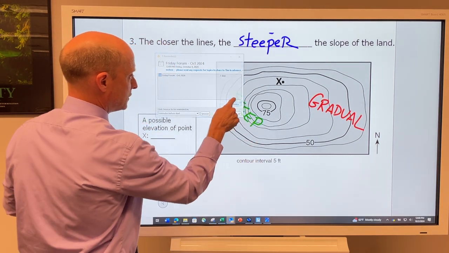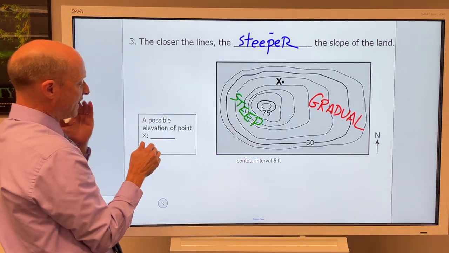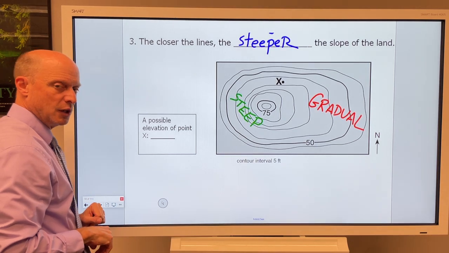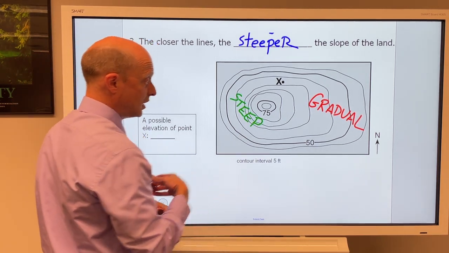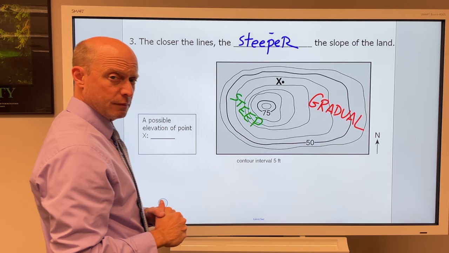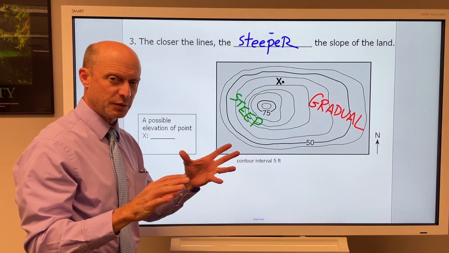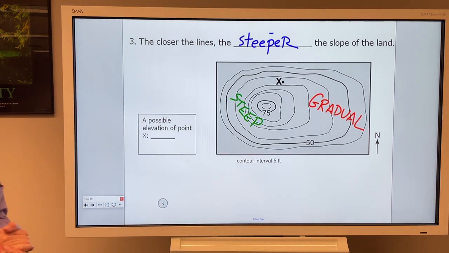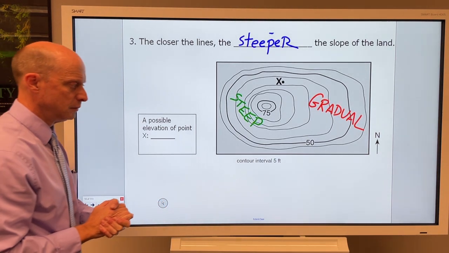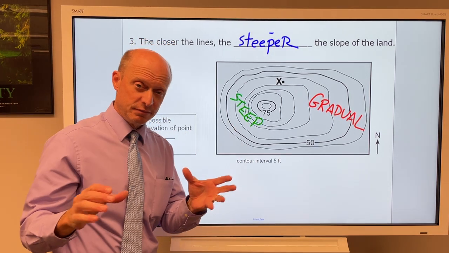A possible elevation of point X. What is a possible elevation of point X? See if you can do that now. If you can't, wait and I'll show it to you. Okay, hopefully you got an answer for that.